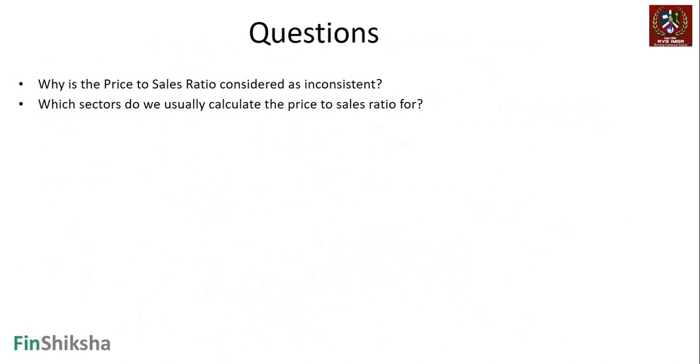Quick couple of questions. Why is the price to sales ratio considered inconsistent? Give an example to show that. Which sectors do we usually calculate the price to sales ratio for?